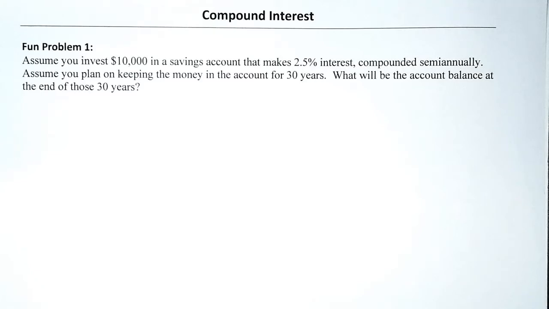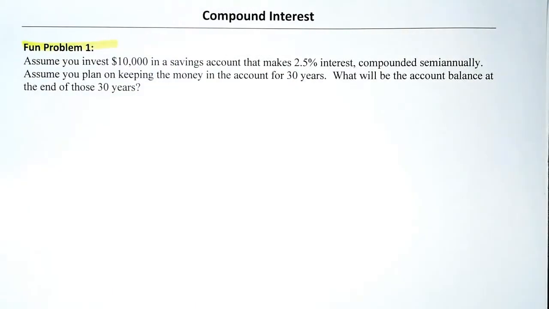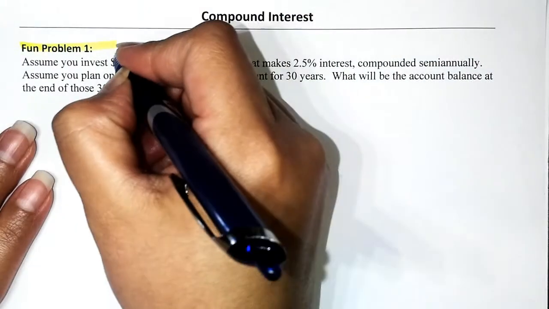Okay, that's like too much information for me. So I'm going to tell you what I do. I just highlight things, whether I use an actual highlighter or I circle. I think the highlighter doesn't translate too well. Well, you can kind of see it, but I'm going to circle things, okay? So it says, assume you invest $10,000 in a savings account that's something.